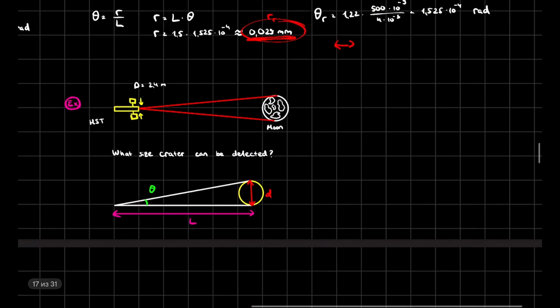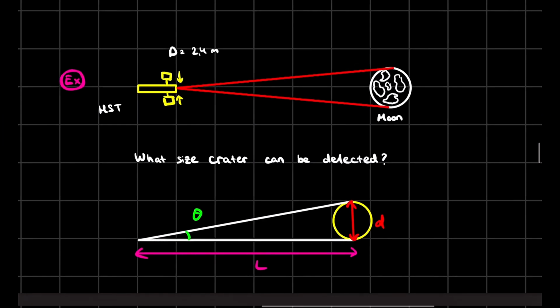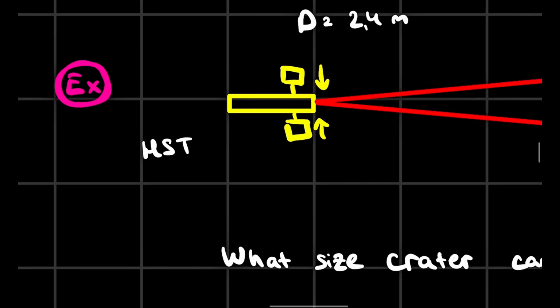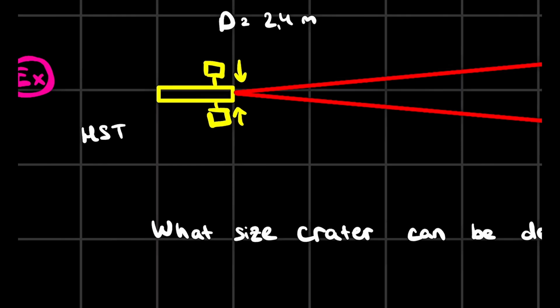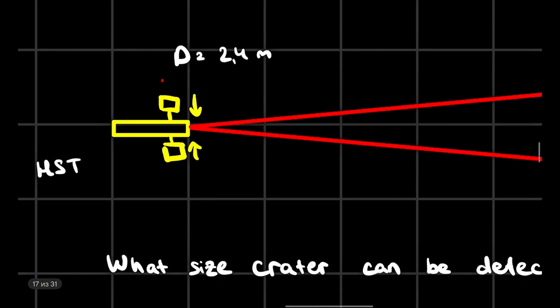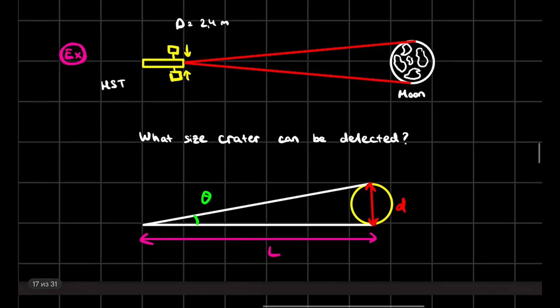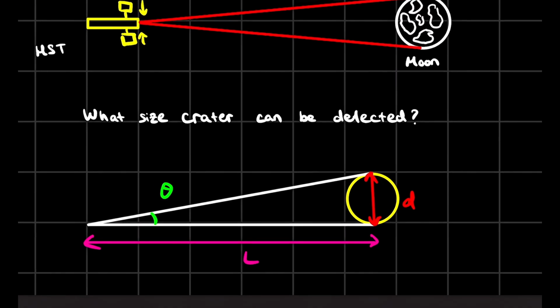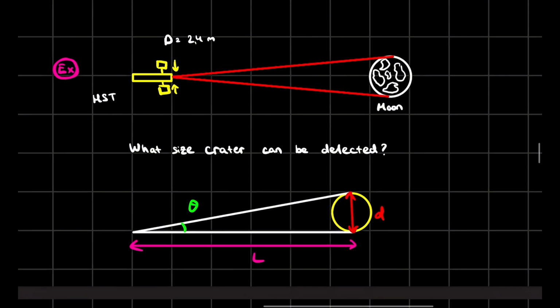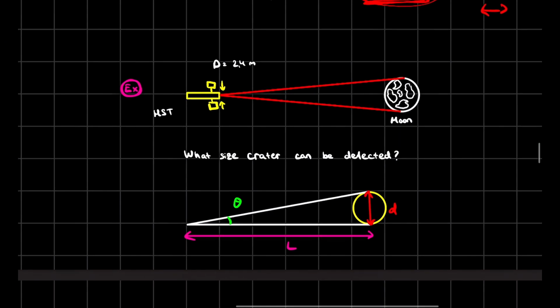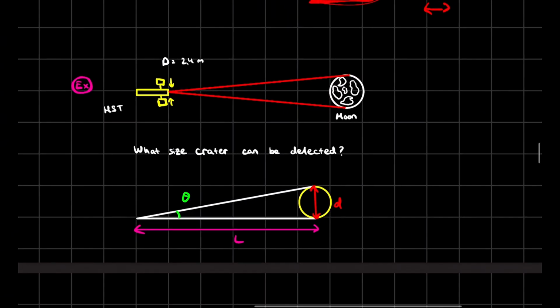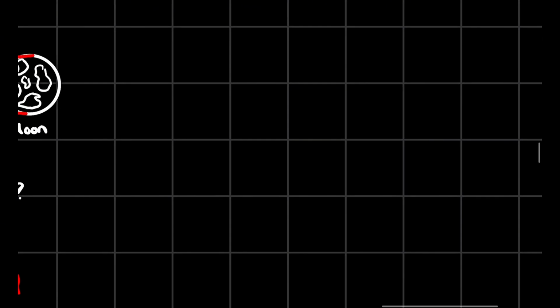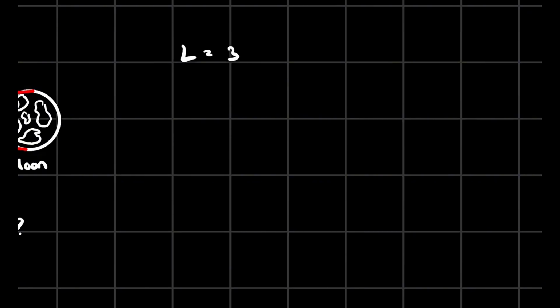Good. And the last problem that we're going to solve for today would be this one. What is this? It is HST, the Hubble Space Telescope. It has a pretty large diameter in the camera, which is 2.4 meters. The question is, what size crater can be detected? If it looks at the moon, what would be the smallest size that it would be able to detect? Is the value for L, the distance, given? Let me see. The value for L is given, however I forgot to write it here. It is L equals 384 million meters.